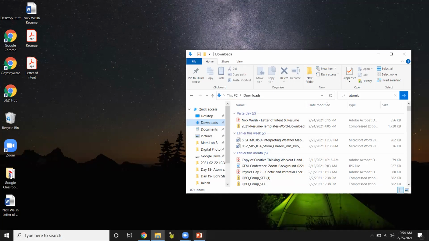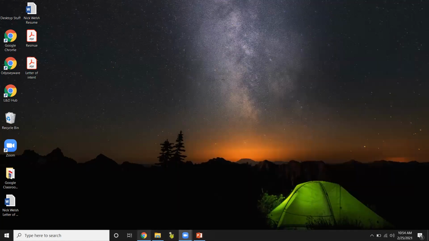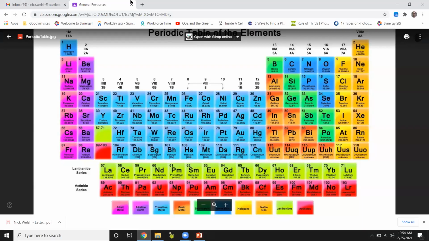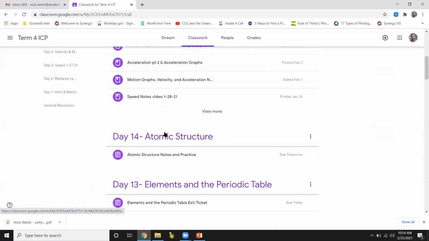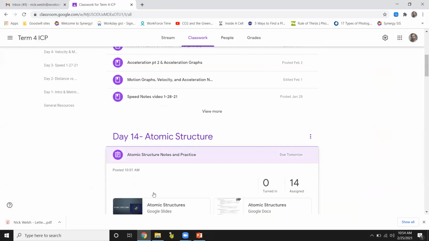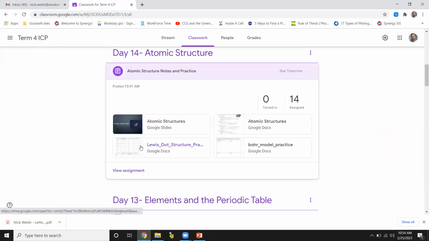So I'm going to open back up my classroom. Okay. I'm going to go back to here, and we're going to start off with the Bohr model practice right here on the right.